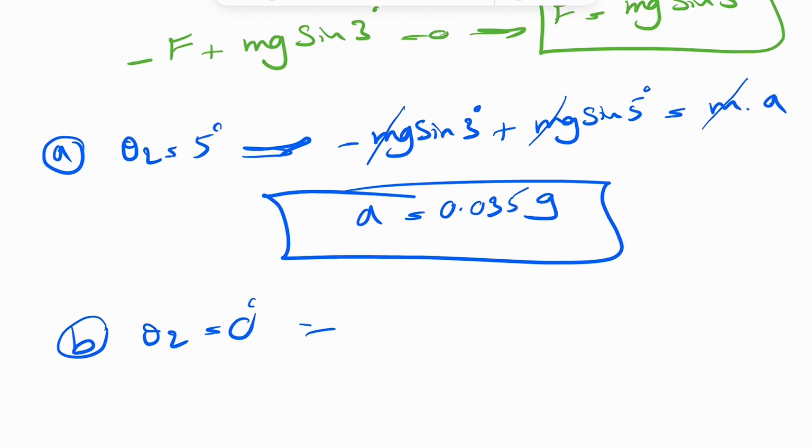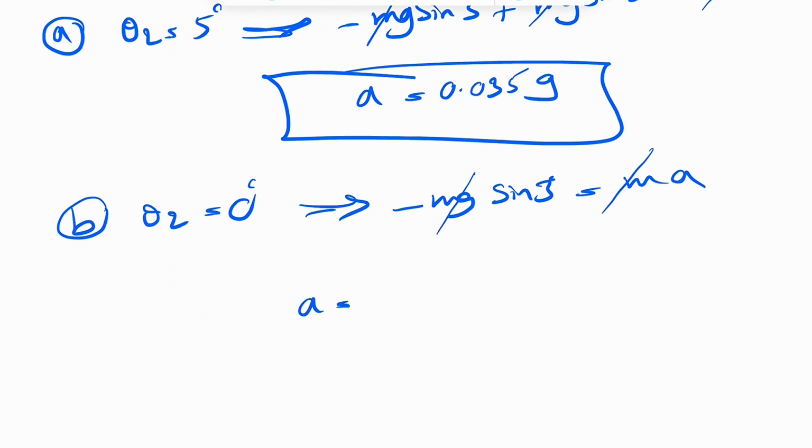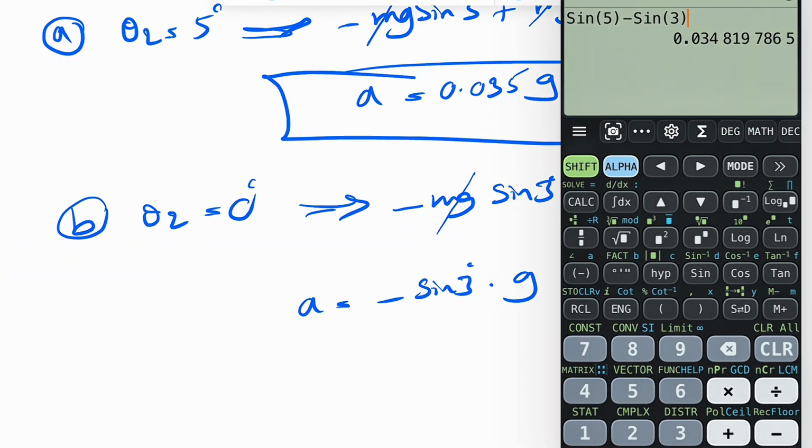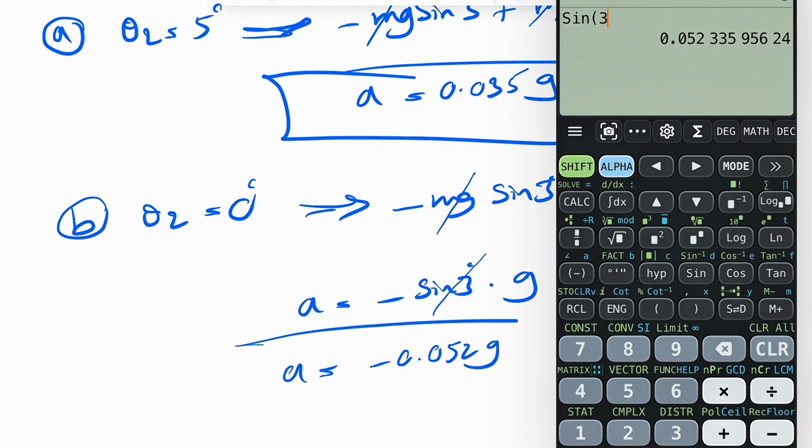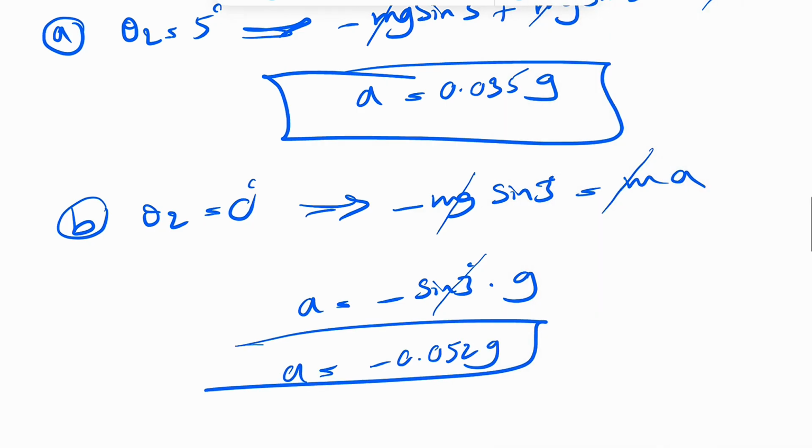And for the condition where theta 2 is 0, basically we're going to get rid of this part. So we're going to have negative mg sine of 3 degrees equal to ma. We can get rid of the mass, so a would be negative sine of 3 degrees times g, and we can just find the value of sine of 3, and it's going to be negative 0.052 g, and that's going to be the answer for the second part.